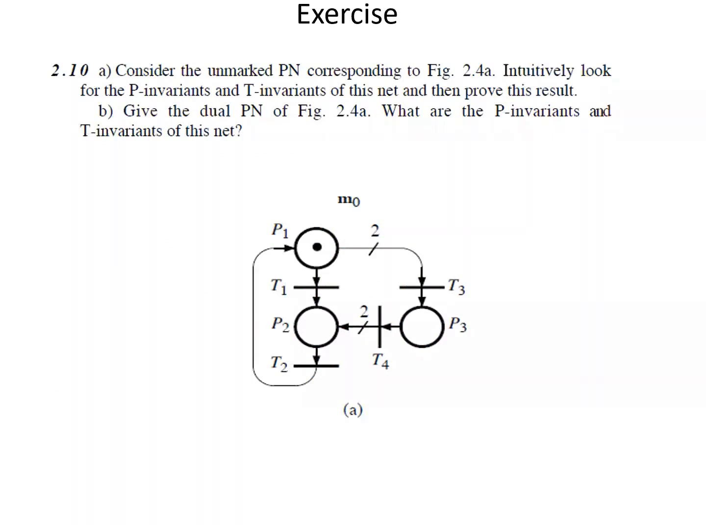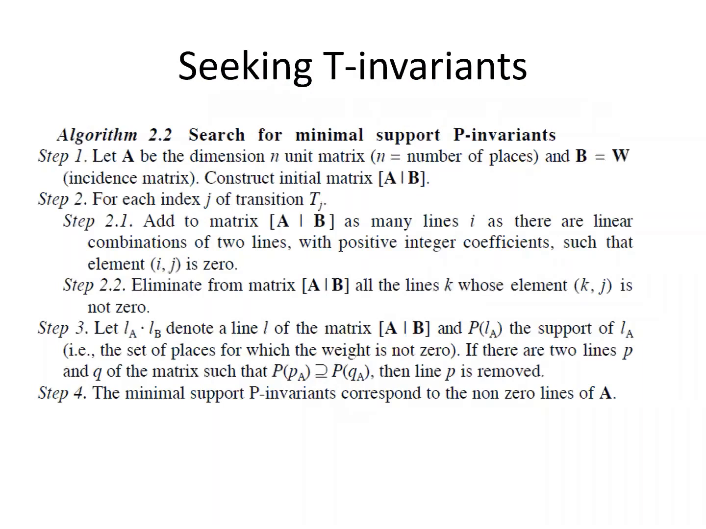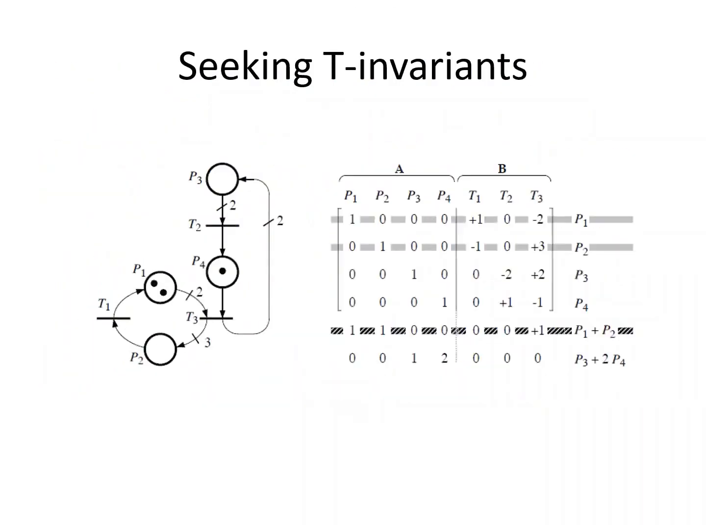I think it's not the same example, but just consider that we want to compute the P invariants of this one by using the algorithm. If this Petri net is supposed to be the dual Petri net, the algorithm will compute the T invariants, which will actually be the T invariants of the original Petri net. Got the idea?